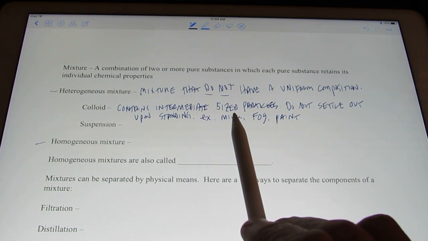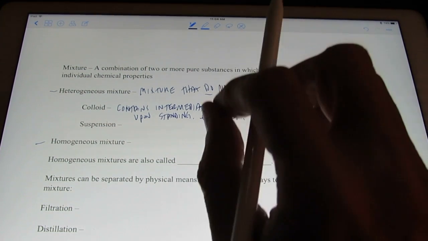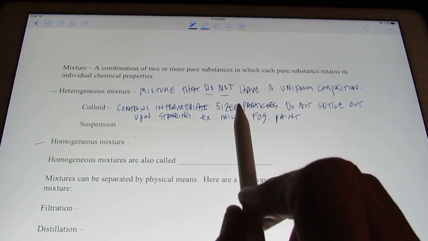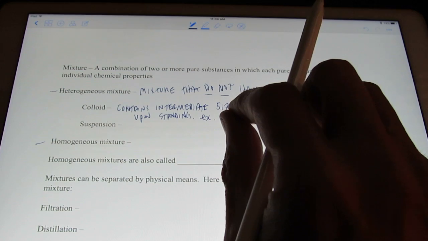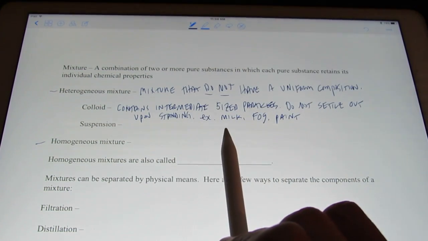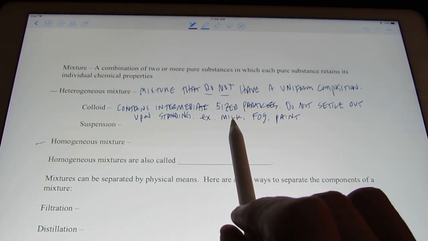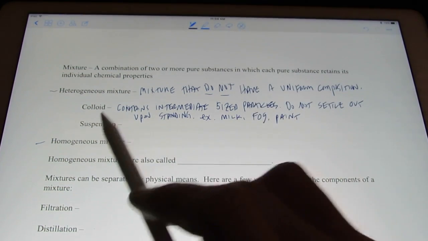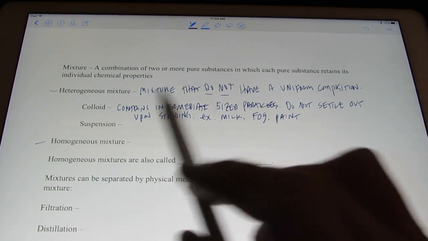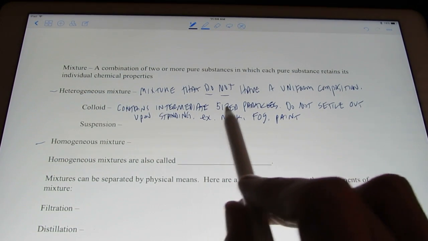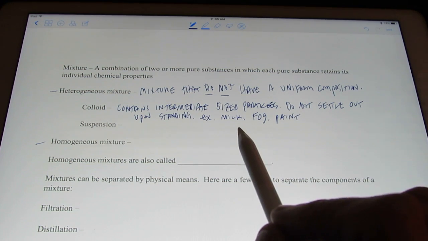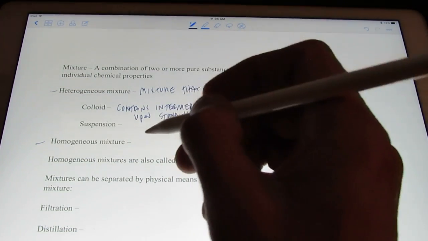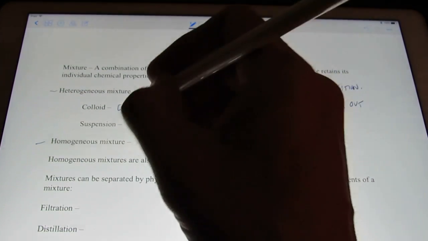If you have a glass of milk, the particles, the butterfat particles that are suspended in water primarily, will remain suspended. Those particles are so small that they will not settle out upon standing. Now there are bigger particles than milk and the particles that make up fog and paint that will eventually settle out upon standing, and those are called suspensions. So colloids contain intermediate sized particles that will not settle out upon standing. Suspensions are heterogeneous mixtures whose particles will settle out upon standing.